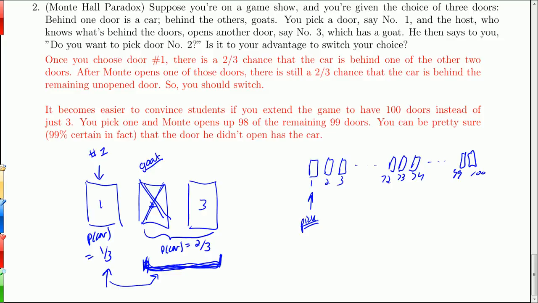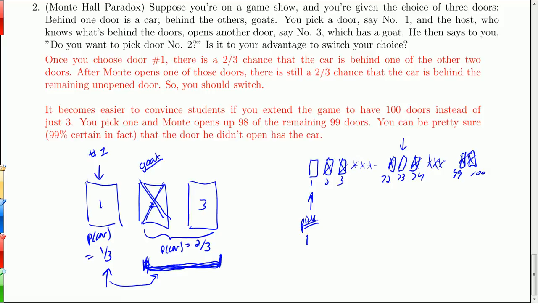And then he knows where the car is, knows where all the goats are. So suppose he starts opening doors. And he opens door number 2. It's not in there. Door 3, not in there. Opening. No car. 72, not in there. He skips 73 and goes to 74. Not in there. 75, 76, 77, all the way up to 99, 100. So he has opened 98 doors to reveal 98 goats, right?